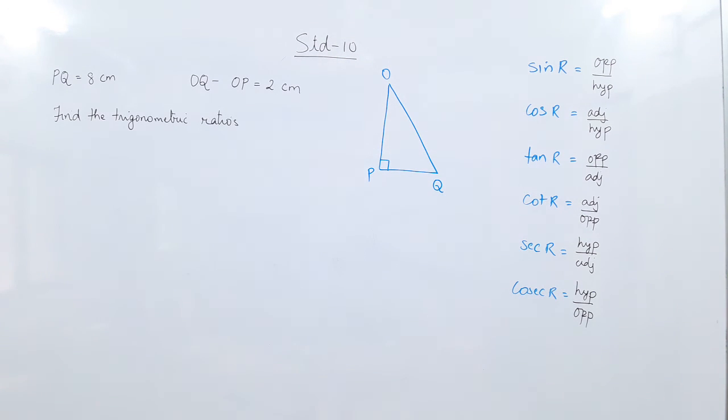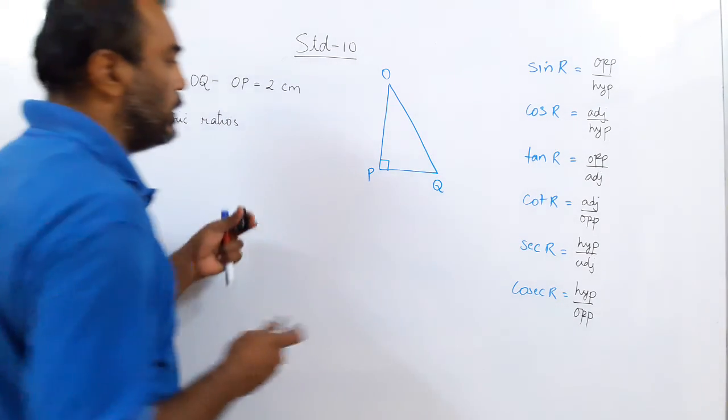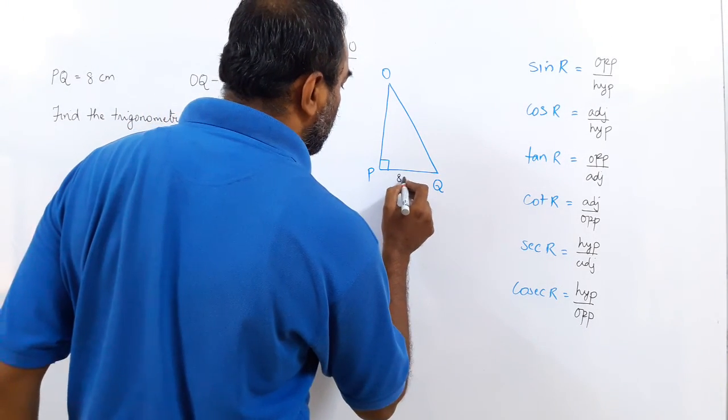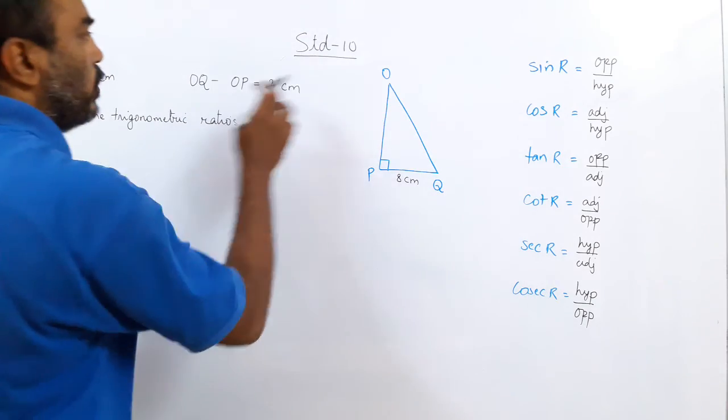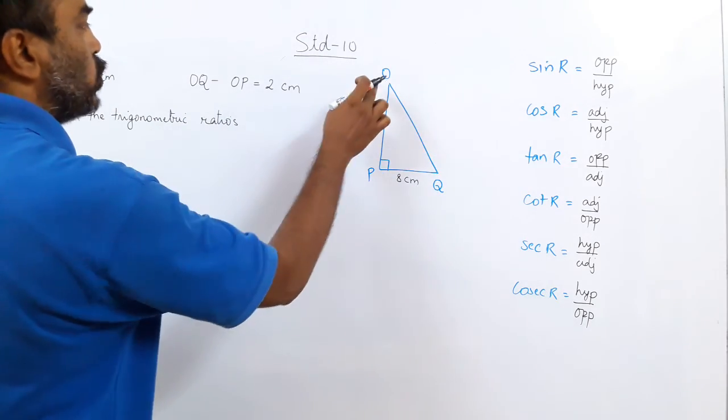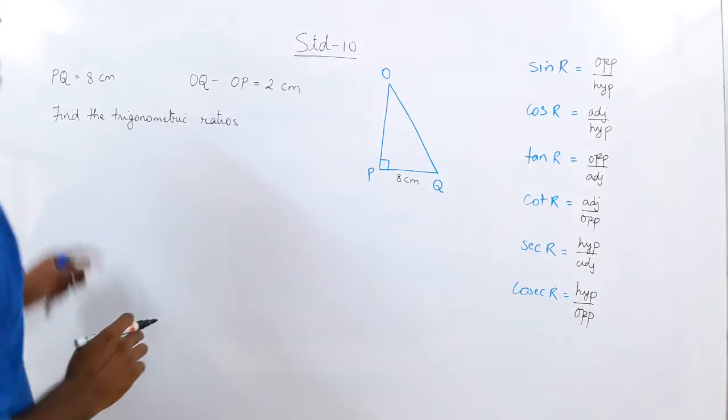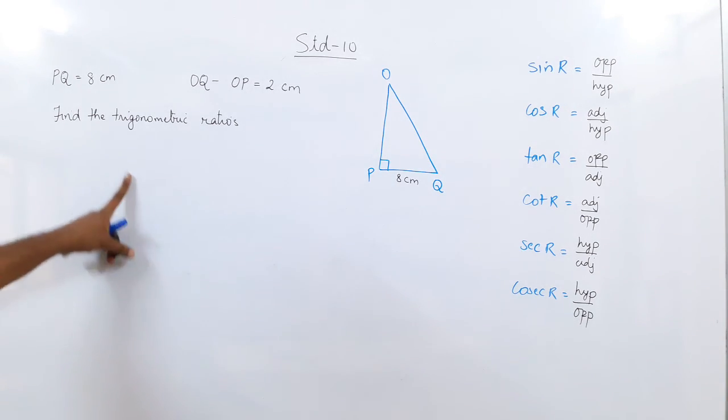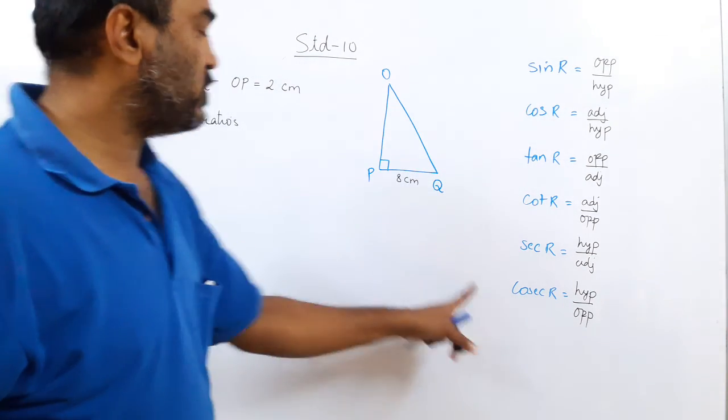Okay. So in this question we have PQ equal to 8 centimeter and OQ, the hypotenuse, minus OP, the smaller side, is 2 centimeter. We have to find the trigonometric ratios. What are the trigonometric ratios? All the 6 we have to find.